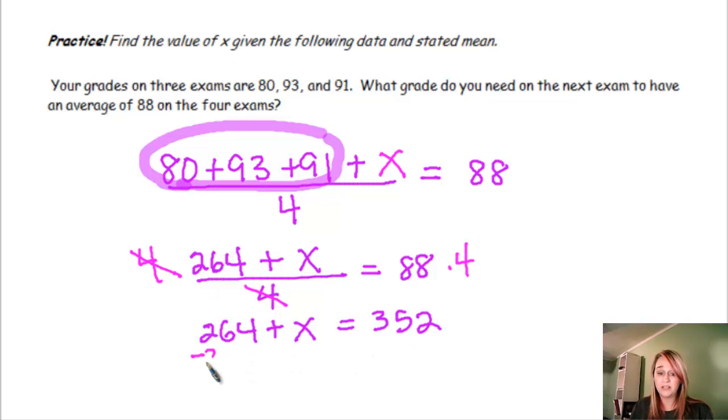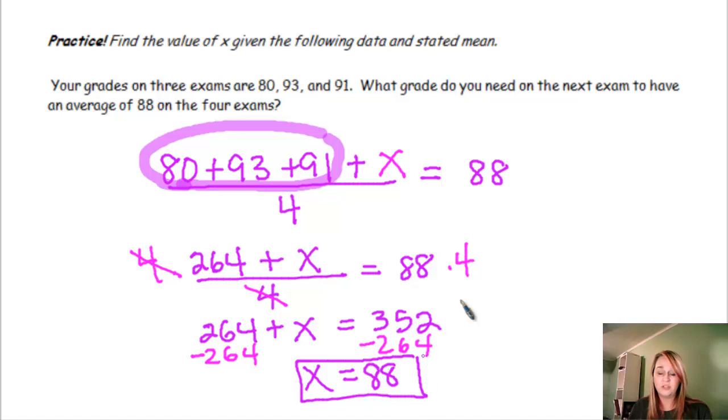Now all I need to do is subtract 264 from both sides, and I get x is equal to 88. That means in order for me to have an average of 88 in the class, I need to get an 88 on the last exam.